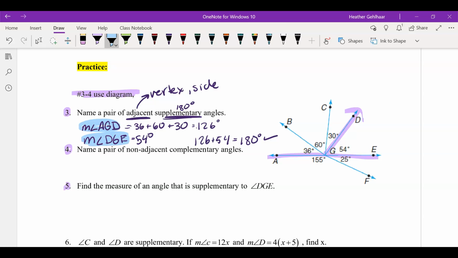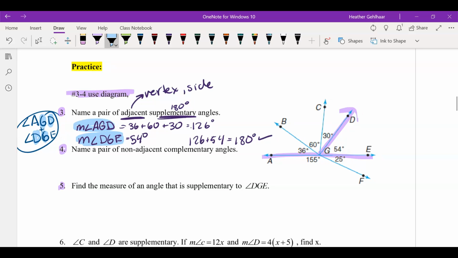So we know that we can say that the measure of angle AGD and the measure of angle DGE, the sum of them is 180, so these two are adjacent. So I'll just put here angle AGD and angle DGE. Now notice it's asking for adjacent angles, so since they're adjacent, they're going to have the same vertex, and they're also going to share another letter because they have a common side.